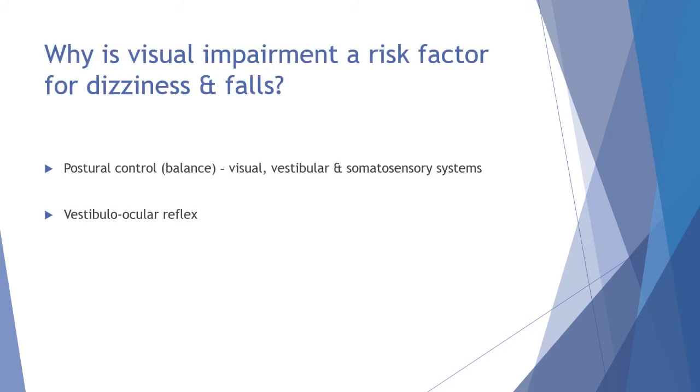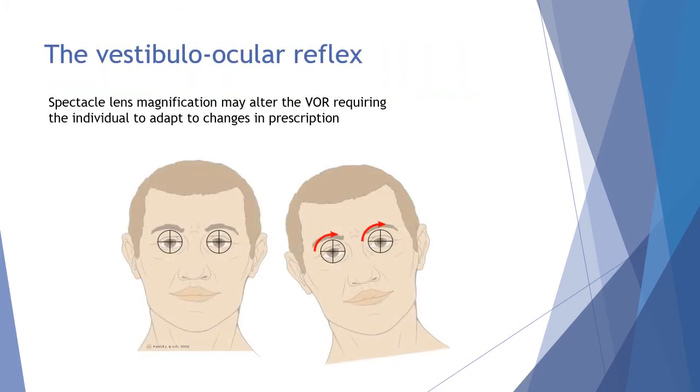We know that visual impairment is a risk factor for dizziness and falls. And I've just explained how the visual, vestibular and somatosensory systems are integrated to control balance. The other reason why we think that visual impairment is a risk factor for dizziness and falls is because of the vestibulo-ocular reflex. Vestibulo-ocular reflex is the body's mechanism for keeping images stable on the retina whilst the head moves.